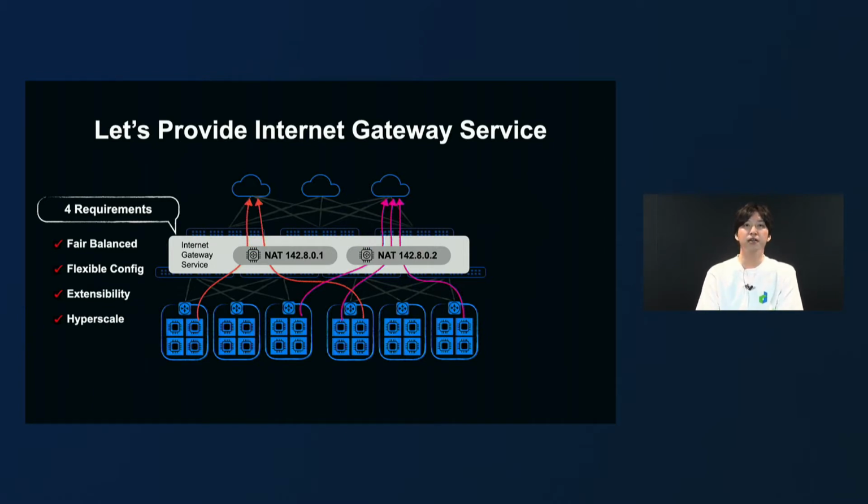The fourth requirement is, as the session title says, Hyperscale. As I said earlier, Verda has more than 70,000 instances. The Internet Gateway Service is expected not only to handle such a large amount of instances, but also to be hyperscalable. However, as NAT is a stateful network feature, Hyperscale is a challenging requirement. From now on, I would like to elaborate on this point.